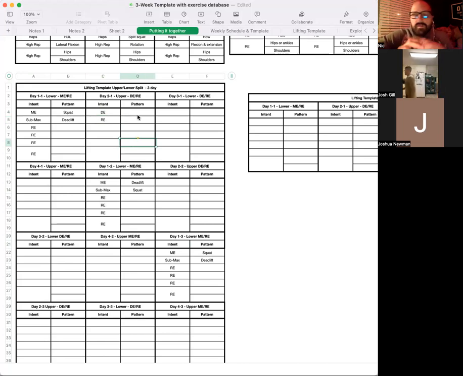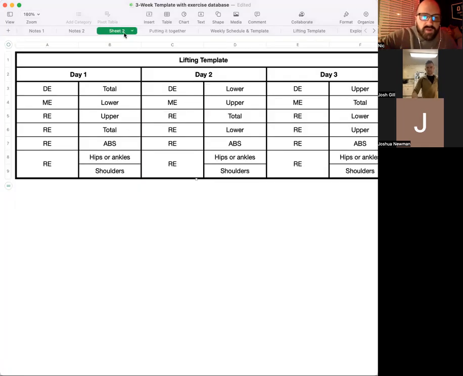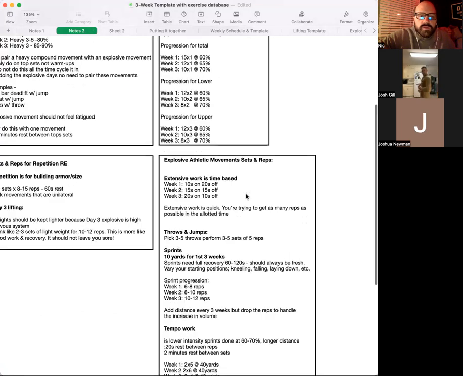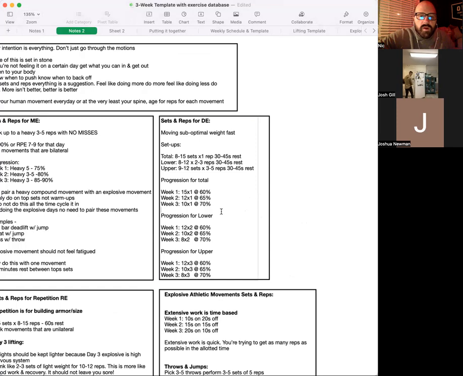So in your dynamic effort repetition effort days, you can either do your dynamic effort work with barbell stuff, so moving submaximal weight fast, or you can do throws, jumps, and sprints, which is what I tend to do with most people. If you're a lifter, we are going to do more of the traditional West Side speed work. There's 2 camps in it, and people say it doesn't work, other people say it does work. Try it, run it. Those sets and reps I put on sheet number, on notes 2. These are the traditional setups for speed work with a barbell. Like deadlift, there's always 1 rep, lower was always 2 reps, or squat, and upper was 3.